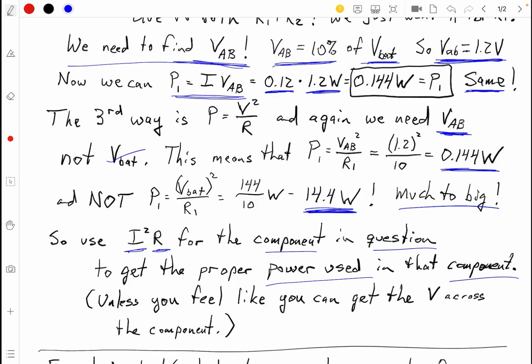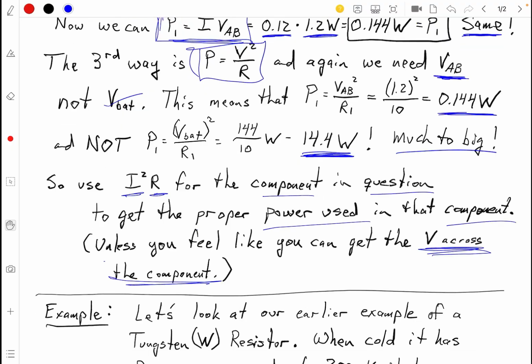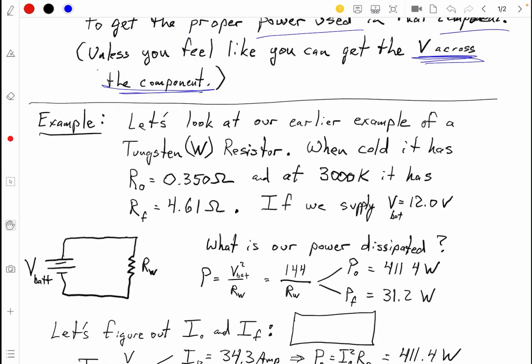Now, I recommend you do that every time, but if you feel like you can get the V across that component, then by all means you can use this one here, or you can use this one here. Either way, right? As long as you know the current and the resistance. But why would you go to the extra trouble of finding out what VAB is? That's just going out of your way for trouble.